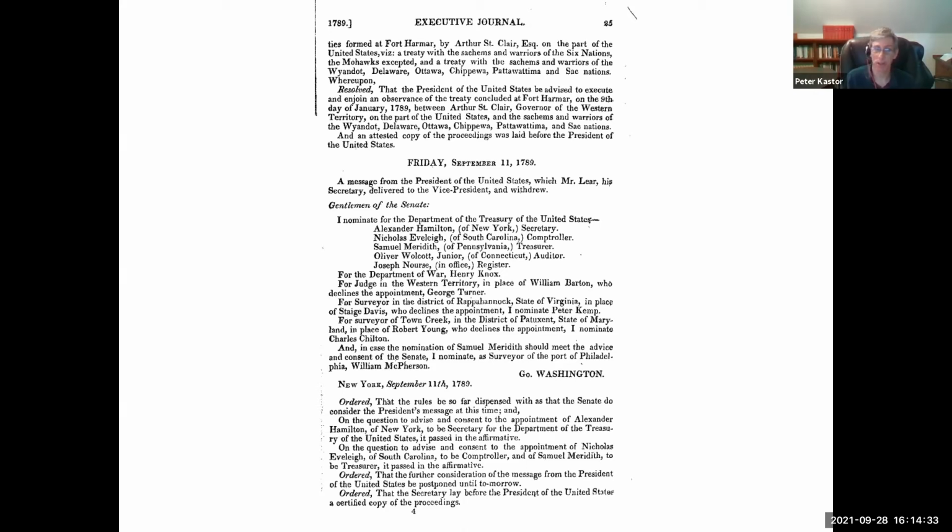And if you look in the middle of the page, he's written, "Gentlemen in the Senate, I nominate the following: Alexander Hamilton, well, we've all heard of him; Nicholas Everly to be the comptroller, Samuel Meredith to be the treasurer, Oliver Wolcott Jr. to be the auditor, and Joseph Nourse to be the register." And he then nominates a number of other officials.